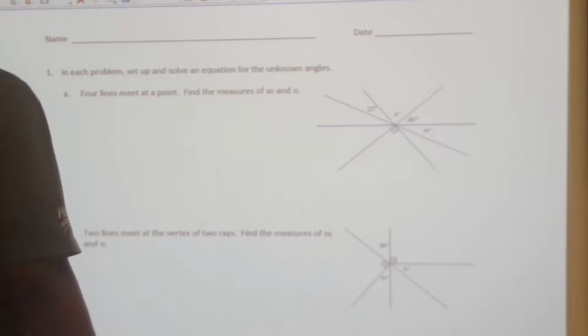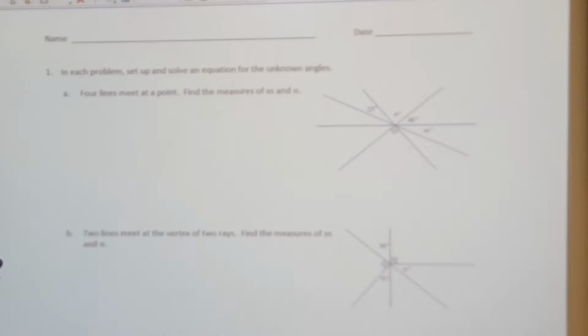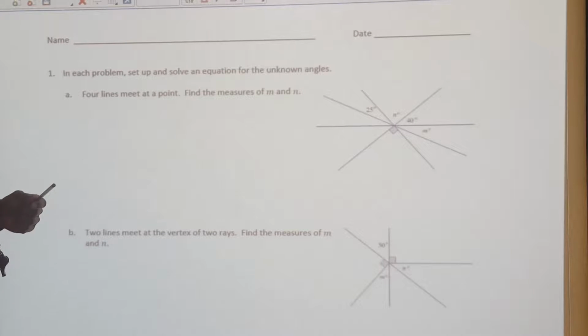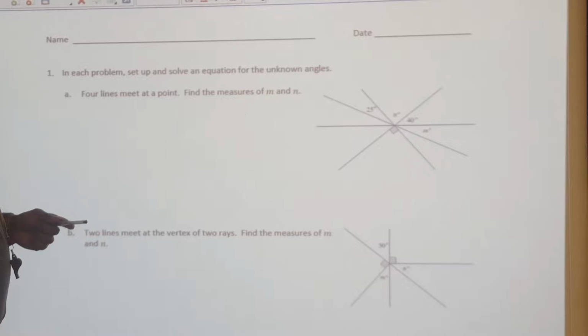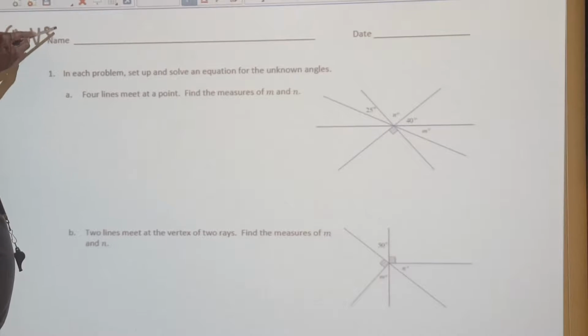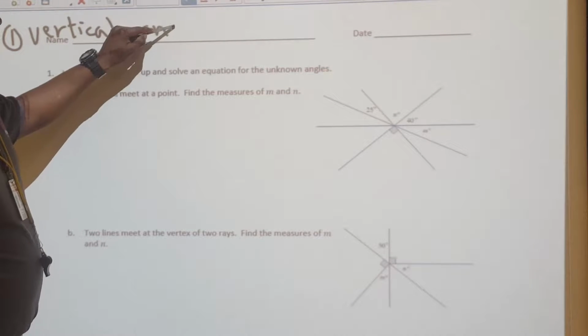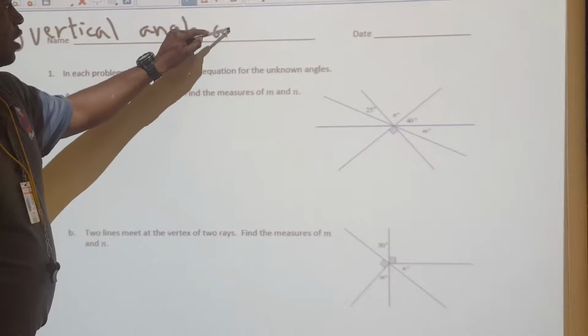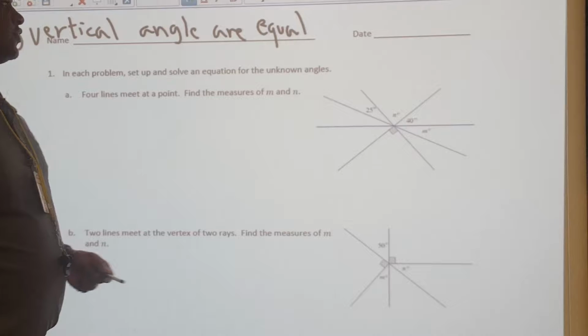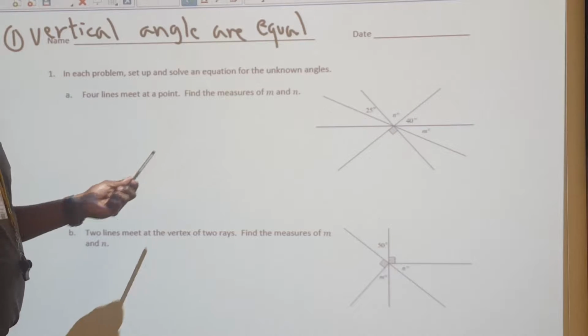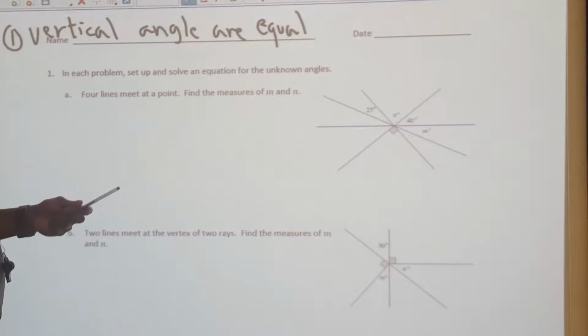All right, today class, we're going to finish up the mid-module assessment for Module 6. It said for each problem, set up and solve an equation for the unknown angles, M and N. First thing you need to look for is vertical angles. We know vertical angles are equal. So we're going to try to find M and N using a vertical angle.